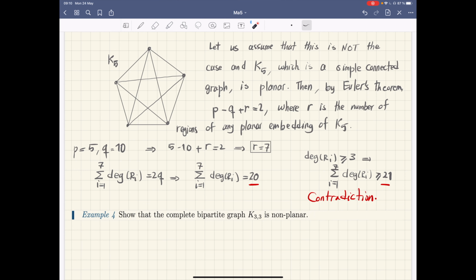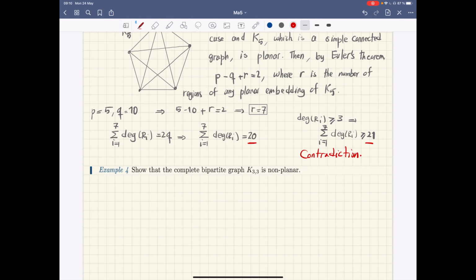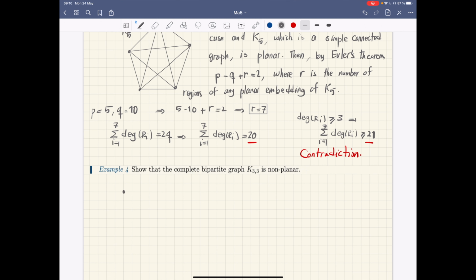Okay, so let me not spend so much time. Let us do it quickly. Let me just draw K33. I put 3 points here, and I put 3 points here. So I connect this point to that, this point to this, and then this one to that one. Let us understand why this is non-planar again. So this is K33.